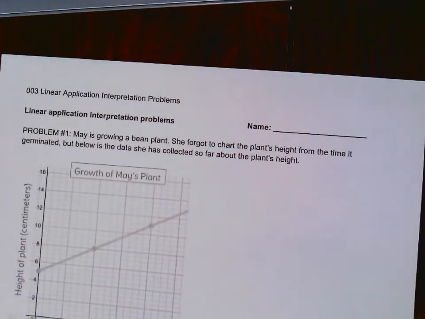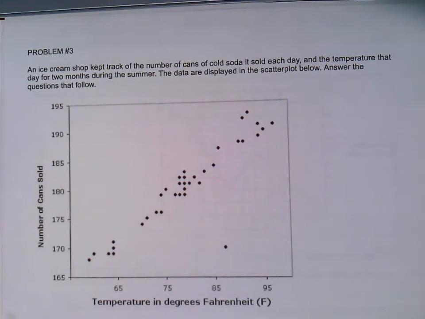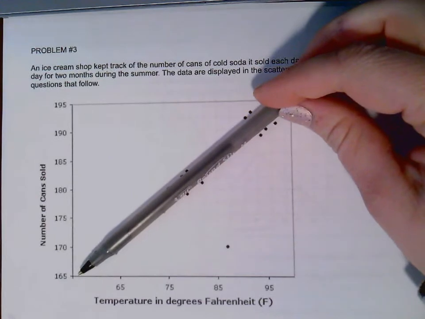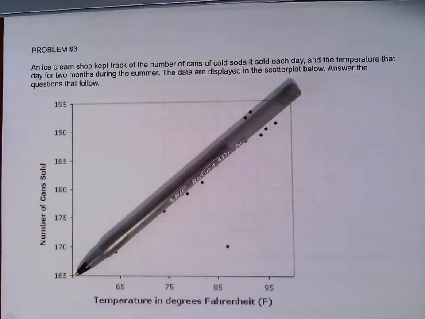And problem number 3 is a scatter plot about an ice cream shop. They're keeping track of how much cold soda they sell and what the temperature is outside. So the general trend, does it look like it's increasing or decreasing? It looks like it's increasing to me, right? So drawing in a line of best fit is a line that kind of goes through the set of points, just kind of eyeball it. Where would that line of best fit go? About there maybe. And so it says, let's estimate the slope.